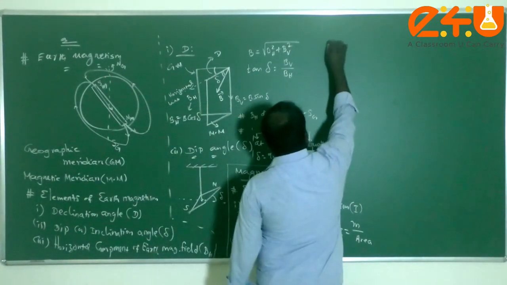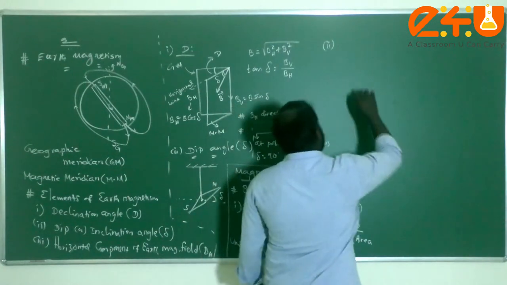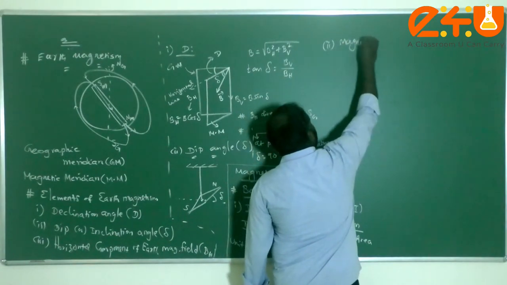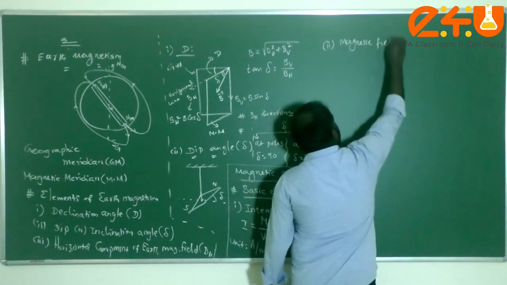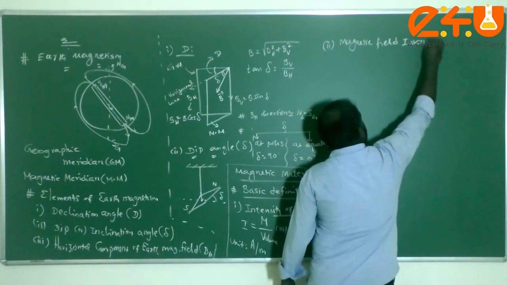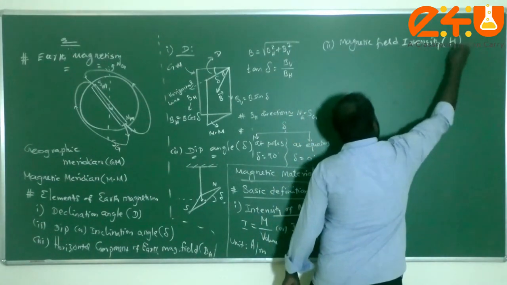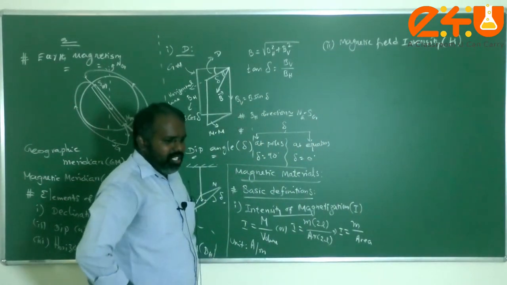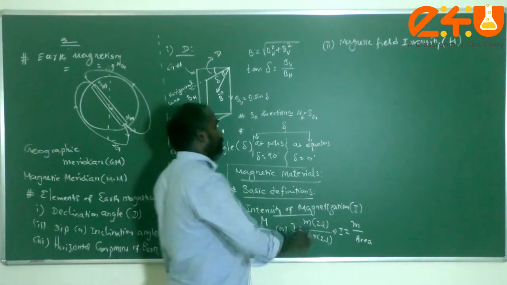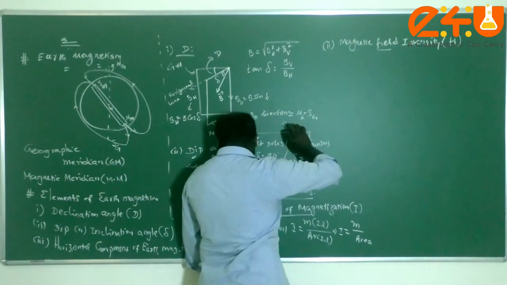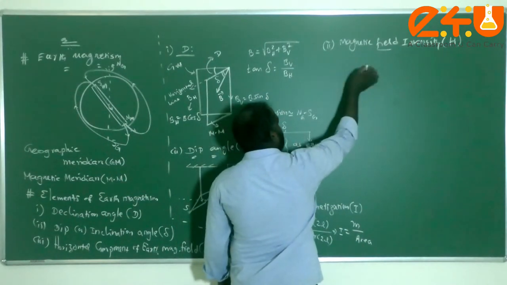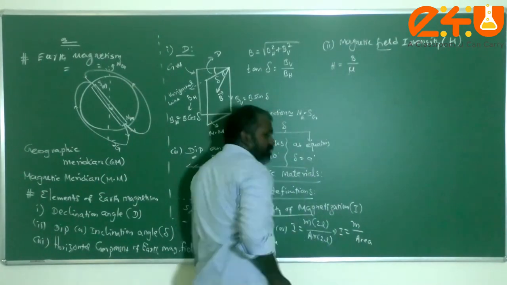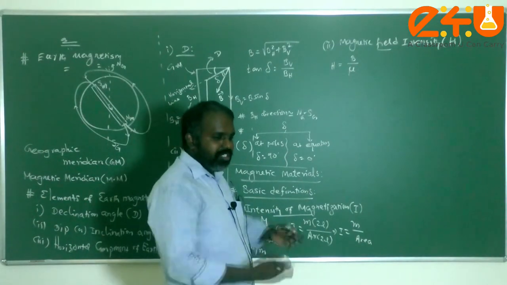And the second one is magnetic intensity or magnetic field intensity. So what is this magnetic field intensity? H vector. Simply we can call it the intensity of a magnetic field. It is defined in two categories. Suppose H is equal to B by mu. H is equal to what, children? B by mu, in the case of a medium.